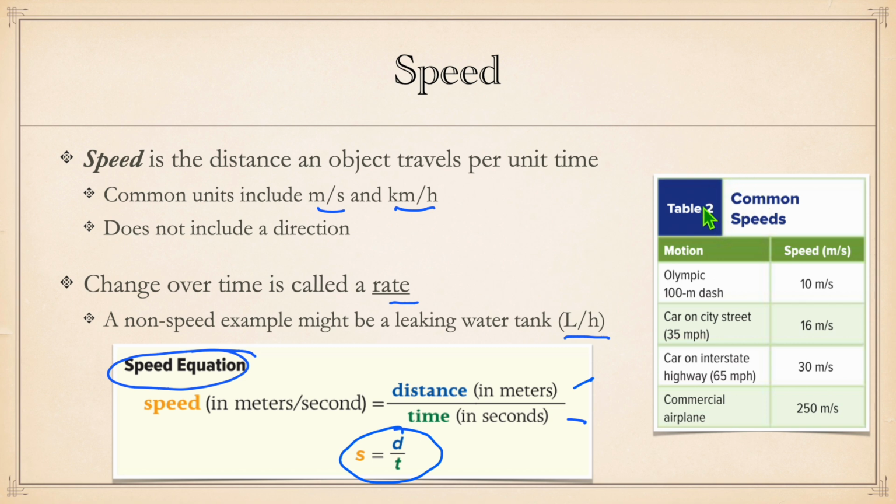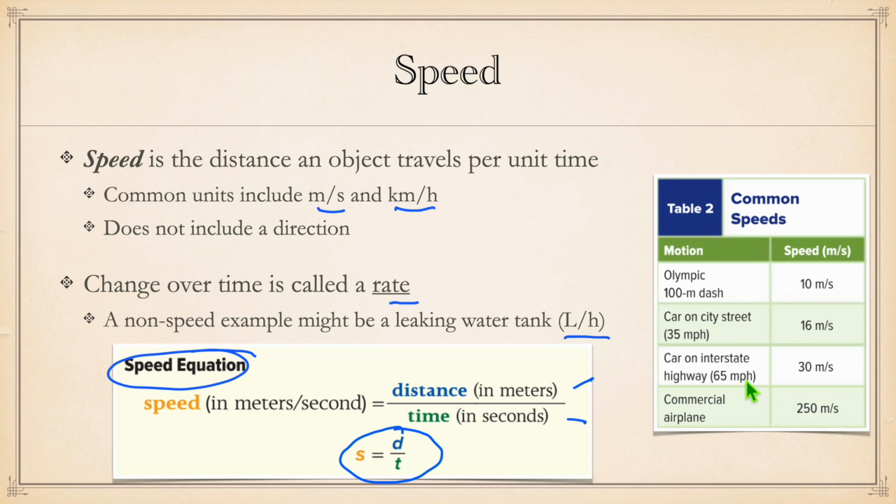So some common speeds over here. We have an Olympic 100-meter dash, which is about 10 meters per second. You have a car on a city street, which is about 35 miles per hour, which is about 16 meters per second. A car on the interstate highway, which is about 65 miles per hour, would be about 30 meters per second. Commercial airplane about 250 meters per second.